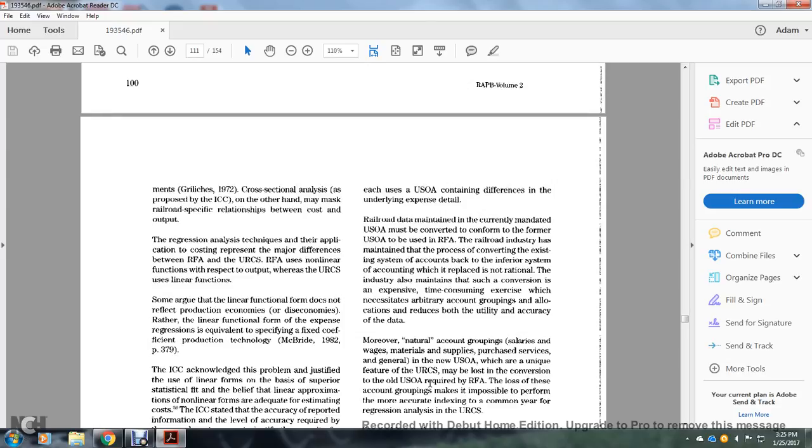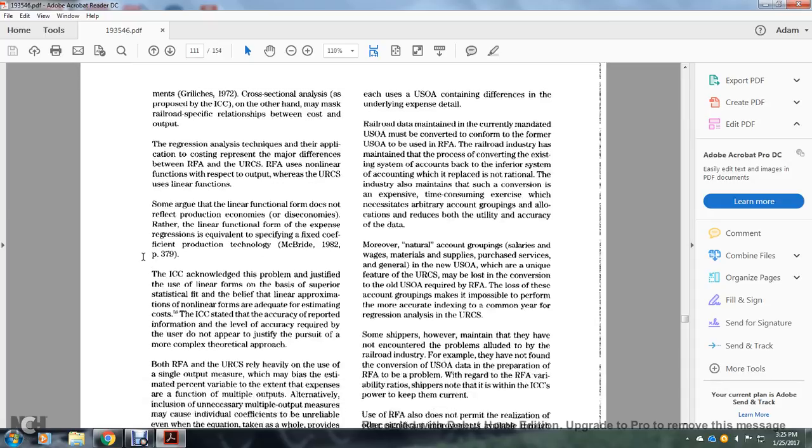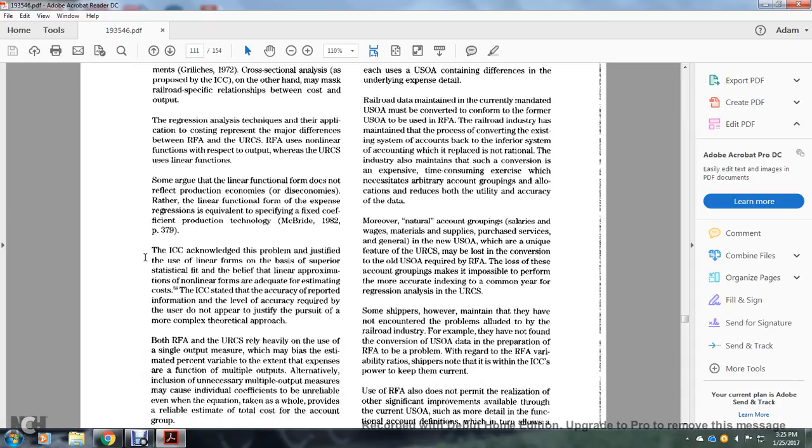Ritchledge's 1972 cross-sectional analysis, proposed to the Interstate Commerce Commission, on the other hand, may mask the railroad-specific relationship between cost and output. The regression analysis technique is applied consistently, with a major difference for the Rail Form A versus the Uniform Rail Cost System. The Rail Form A used a nonlinear function with respect to output, where the Uniform Rail Cost System uses linear functions. Arguably, linear function forms do not reflect production economies or diseconomies; rather, a linear form of the expense regression is equivalent to specifying a fixed-coefficient production technology. McBride, 1982, page 379.